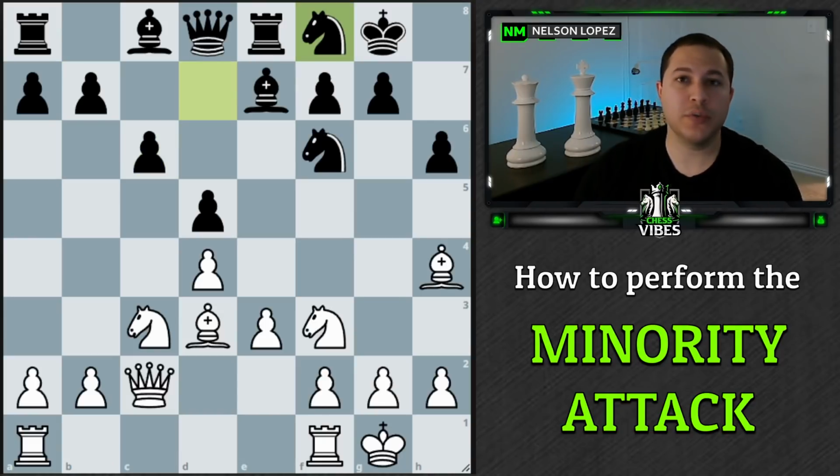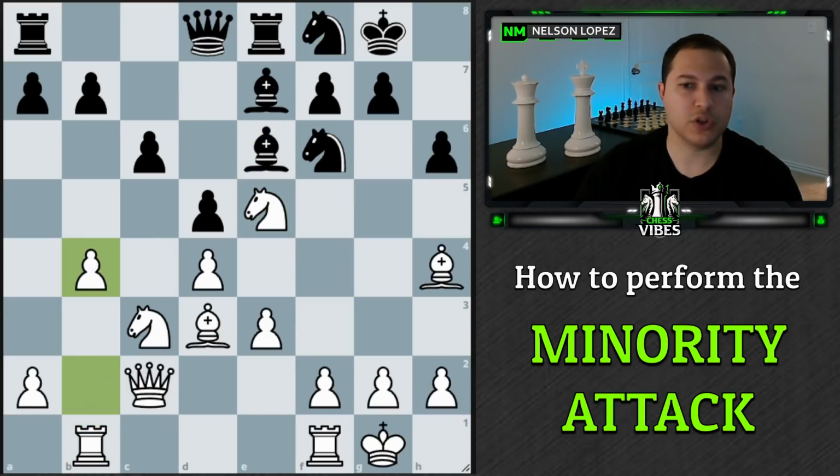All right, so just to recap, if you play queen's gambit, like queen's gambit declined, you trade these pawns, you end up with 2 against 3. This can be a very viable strategy. You slide the rook over, and at the right moment, you push the pawn forward.